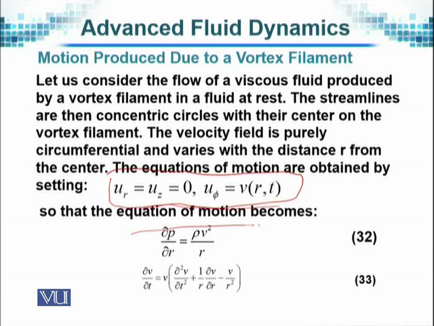So the equations of motion, of course we mean the Navier-Stokes equations, are reduced to dp/dr, the partial derivative, equal to rho v squared by r, and the partial derivative of v with respect to t equals nu, the kinematic viscosity, times the second derivative of v with respect to r, that is d2v/dr2, plus 1/r dv/dr minus v over r squared.